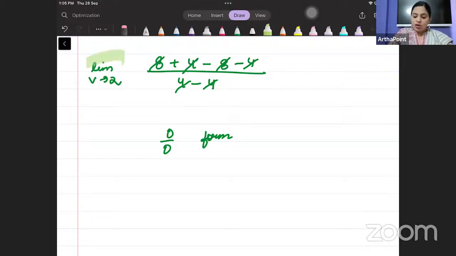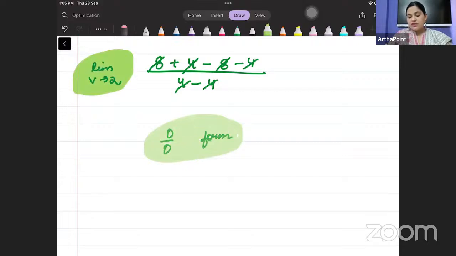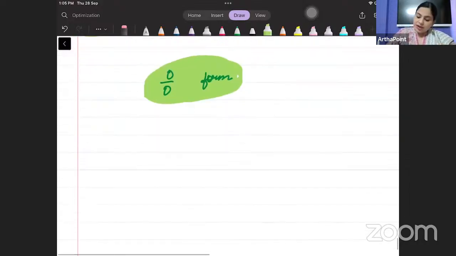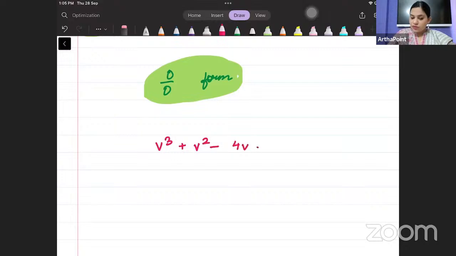When v is 2, the limit of this function does not seem to exist. It is giving me a 0 by 0 form. So the function is not defined, right? Now understand my point very carefully. Listen to me very carefully. Beta, my function was v cube plus v square minus 4v minus 4 upon v square minus 4, limit v tends to 2.